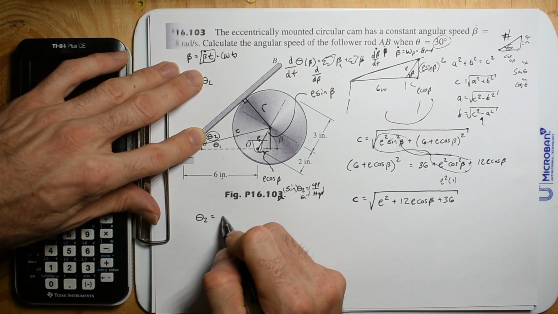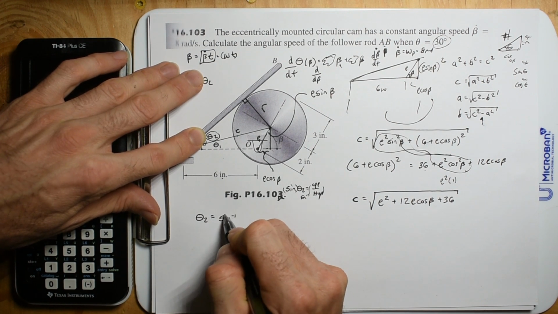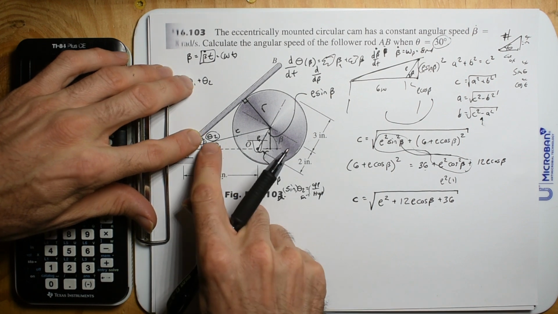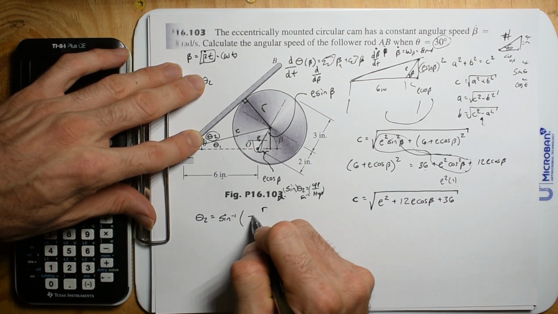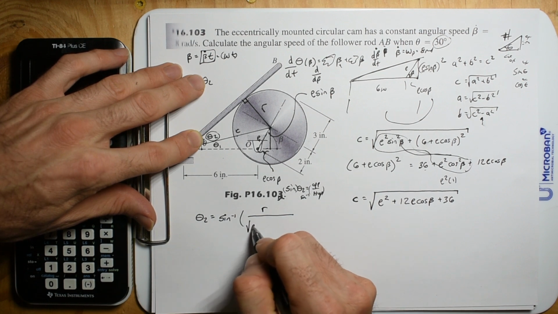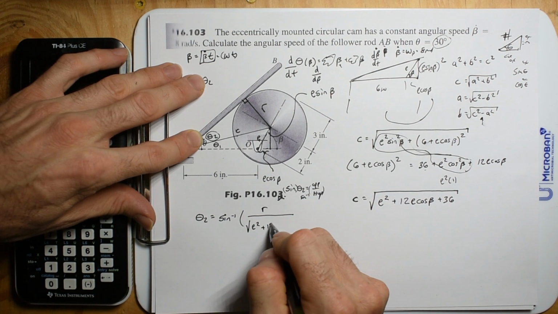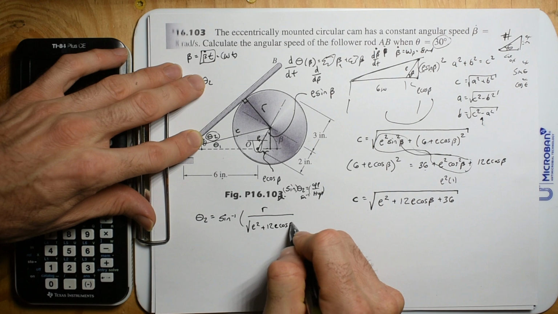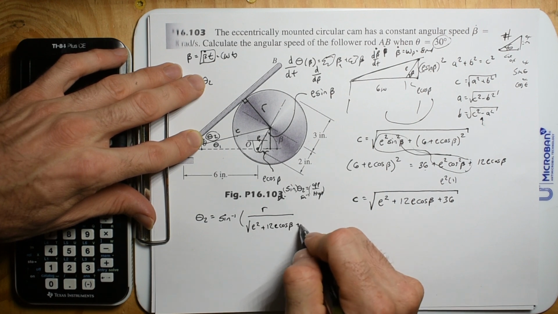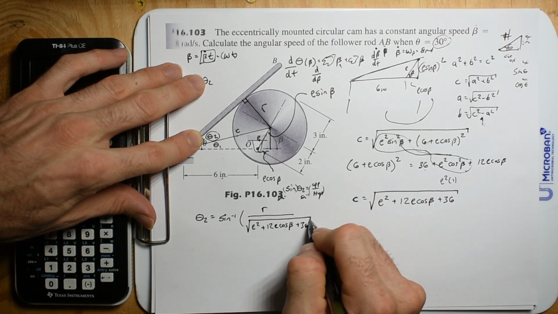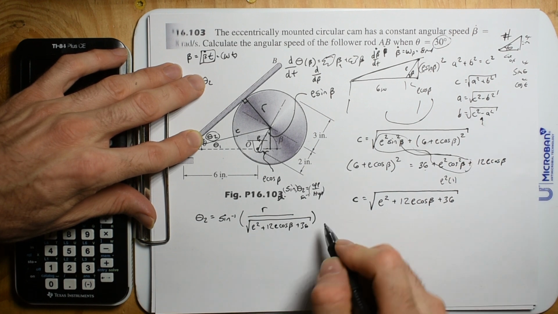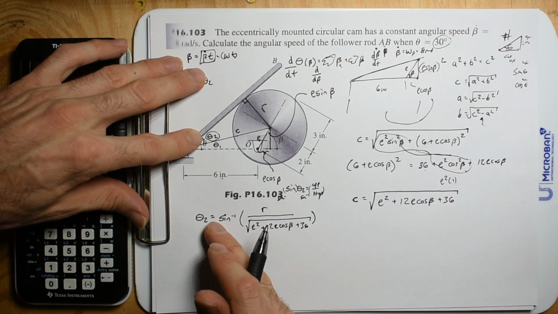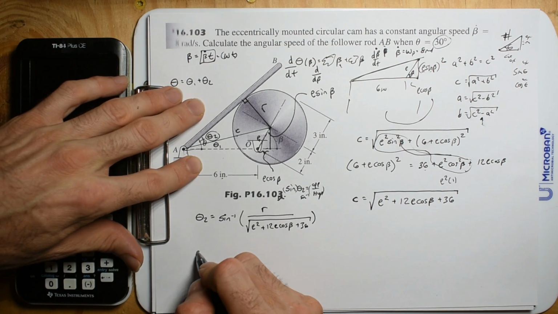Hell yeah. So we're going to have inverse sine of the opposite, which is r, divided by this. So we're going to have inverse sine of r divided by the square root of e squared plus 12e cosine beta plus 36. Alright, just kind of double checking, making sure we did good. Okay, booyah. So that's theta 2.